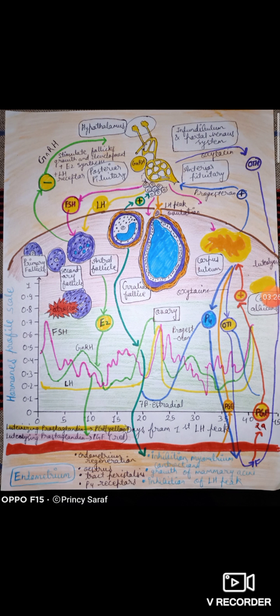FSH is only stored in secretory granules in the cytoplasm for a short period of time, whereas LH is stored for a longer period during the estrous cycle.